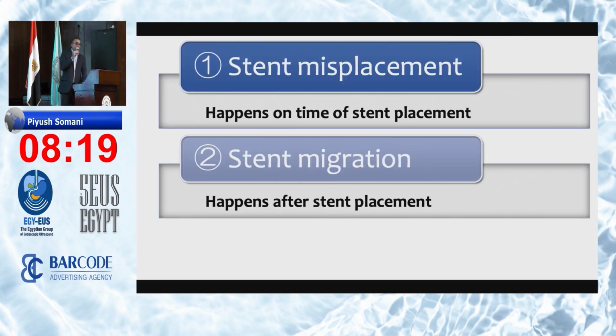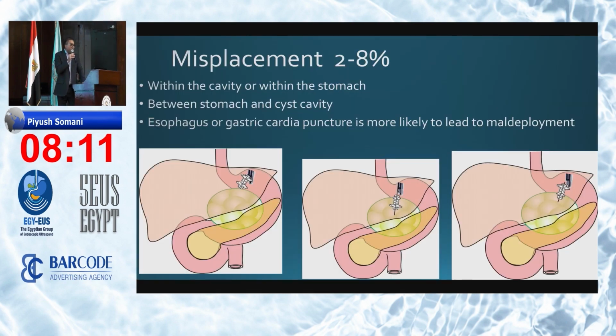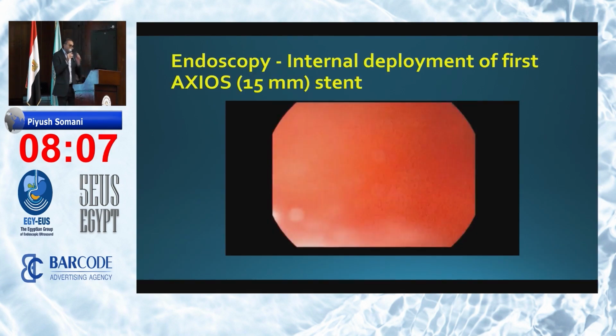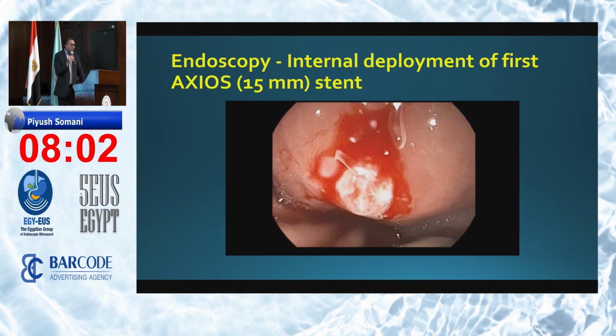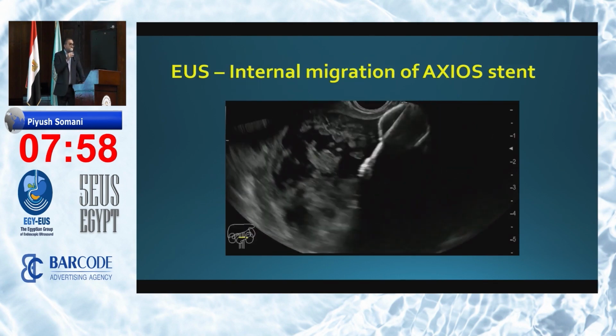What about other problems which we can have? Stent misplacement happens at the time of stent placement, or stent migration, which may happen after the stent placement. Misplacement is also common, 2 to 8%. And this is one of our cases only. This is the internal deployment of the first Axios. Unfortunately, we deployed inside. And this is the internal migration.